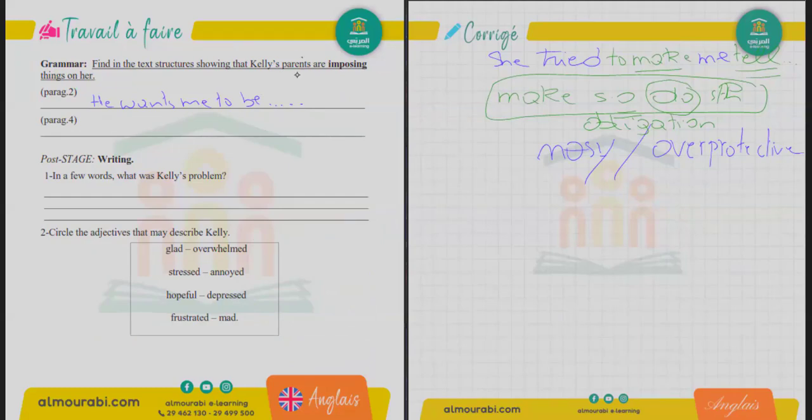Paragraph 4, the father here, but here the mom. She tried to make me tell her. When they say "make", it means this is obliging her to do that thing. She tried to make me tell her what was wrong. So the two expressions, make someone do something and want someone to do something, are clear with the grammar points concerning this lesson.